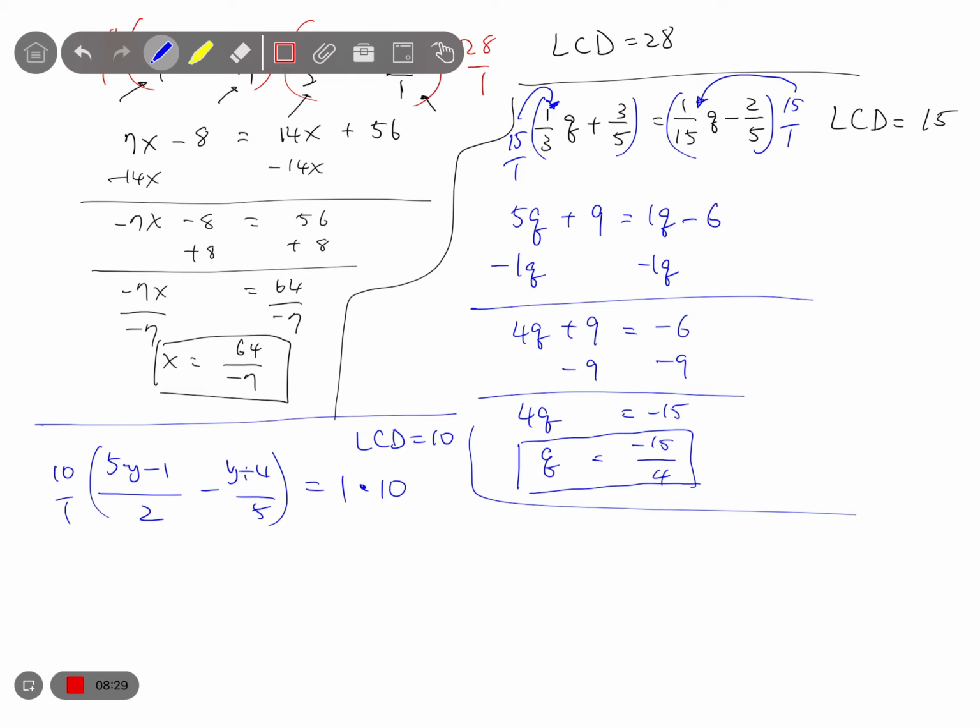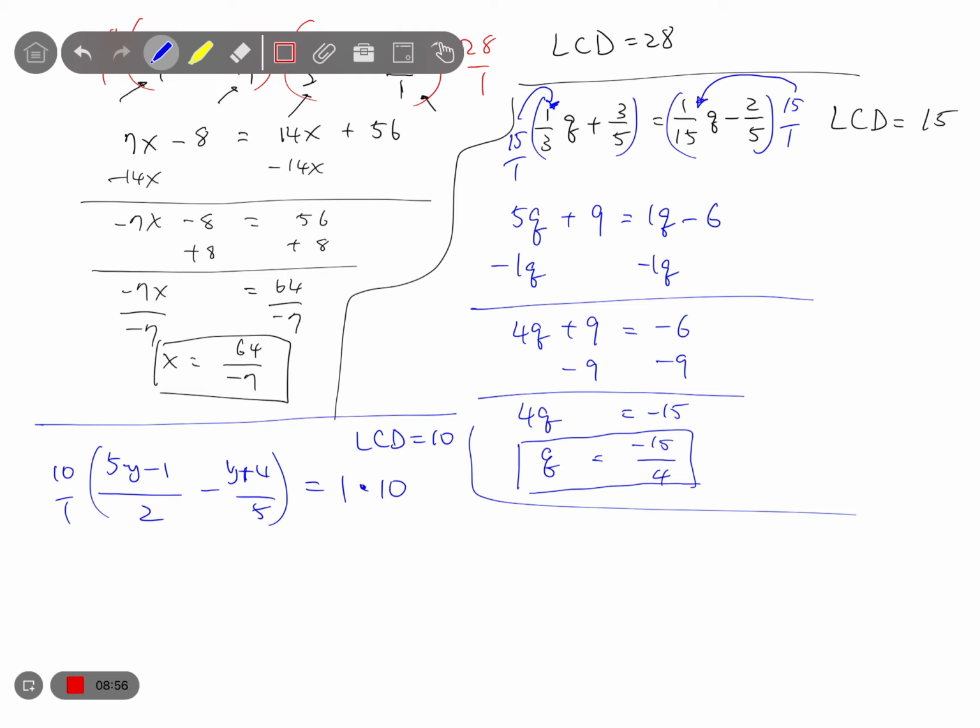Okay. Now this one is slightly awkward because the numerator of each fraction has multiple terms in it, right? 5y minus 1 is 2 terms. And y plus 4 in the second fraction is also 2 terms. So we just have to be careful once we distribute our lowest common denominator. Make sure everything gets multiplied. And you'll see how I write it.